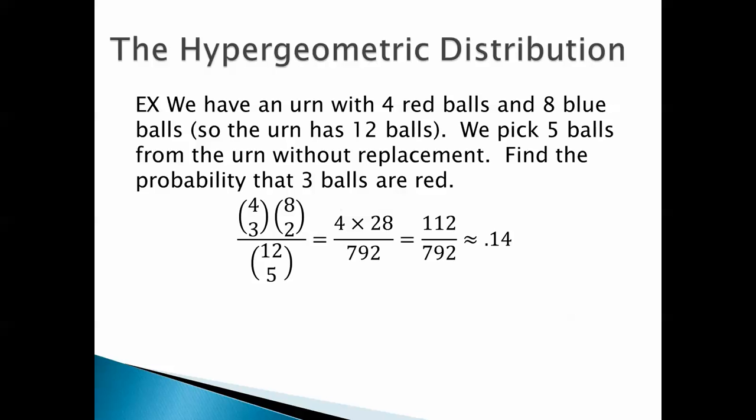So, again, the numerator is the number of ways, the denominator is the number of ways you can pick 5 balls from 12. The numerator, more specifically, is the number of ways you can pick the 3 red balls and the 2 blue balls. And so our answer is going to be 4 times 28 over 792, in other words, 112 over 792, which is 0.14.